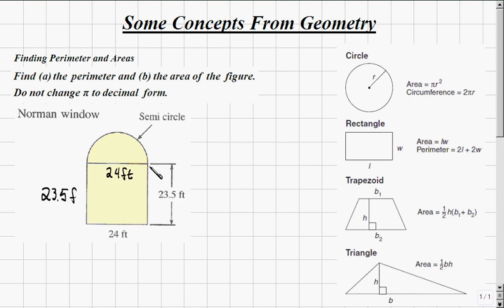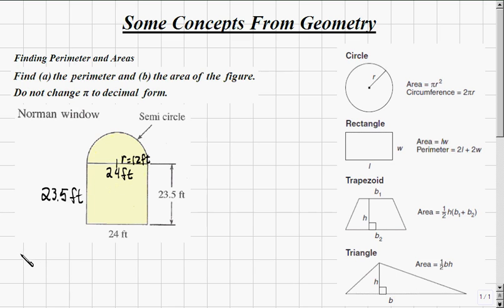From one side to the other would be two radiuses. So if we chop this in half, then half of this would be the radius, which will be half of 24. Half of 24 is 12 feet. We now have enough information to find both perimeter and area.